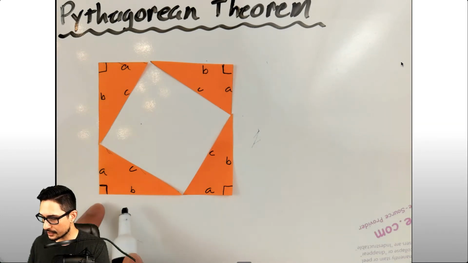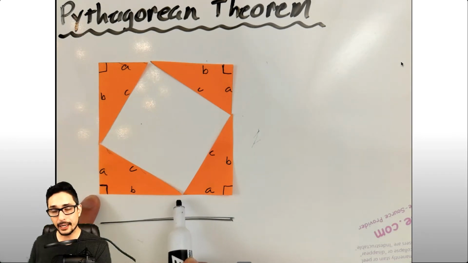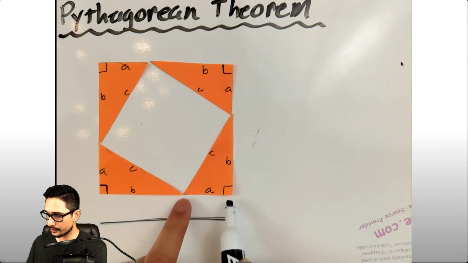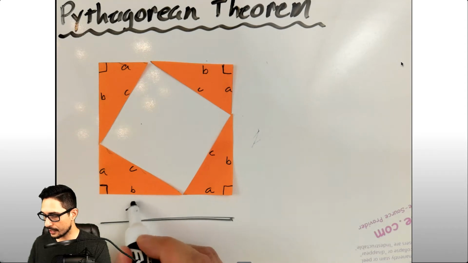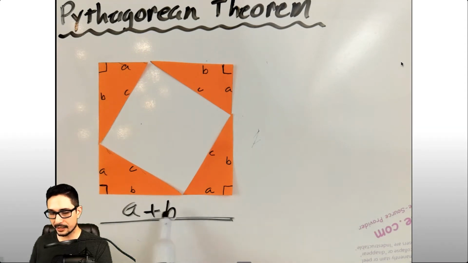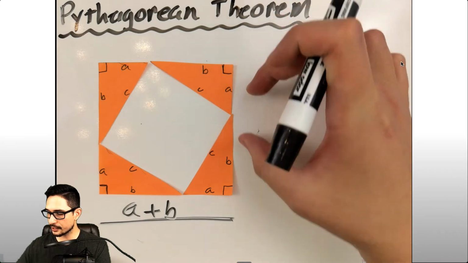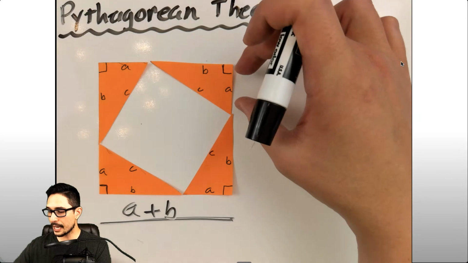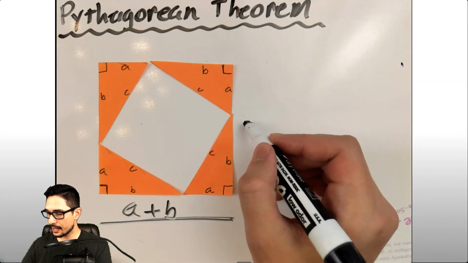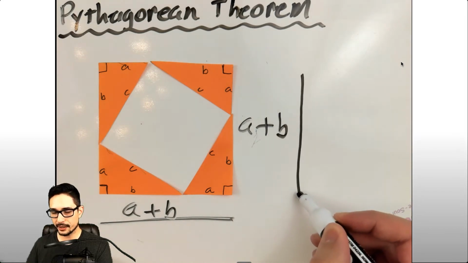So if we take a look, this side length right here, from here to here, is A or B, and then this is also a length of A. So if we added A and B together, A plus B, we would get this side length here on the bottom. And then this side is also composed of 2 sections. We have an A section here and a B section here. So if I added A and B together, I would get that vertical measurement there.